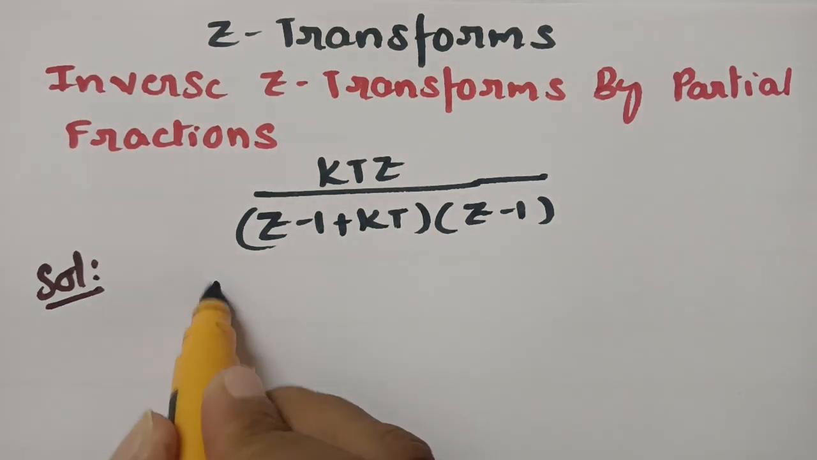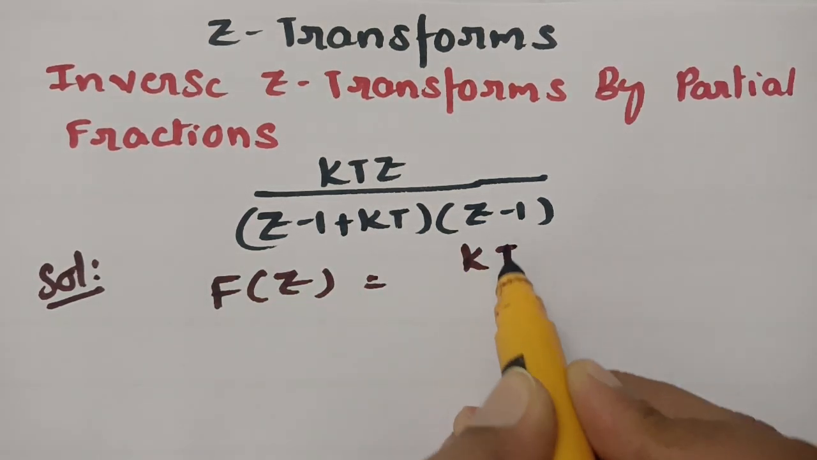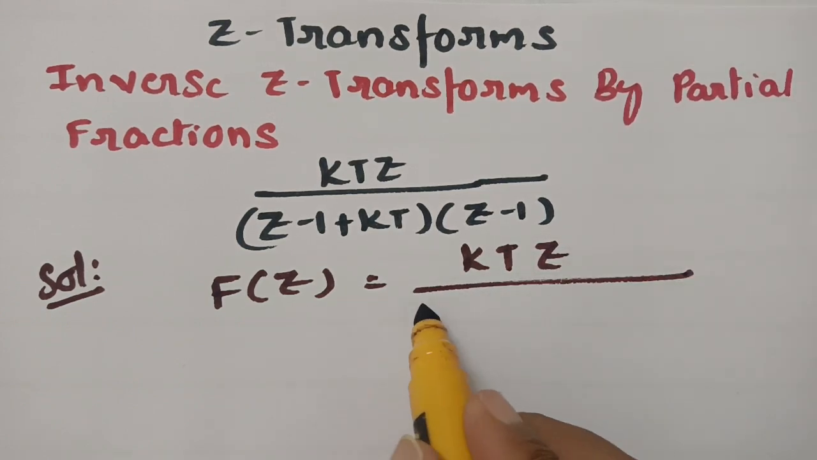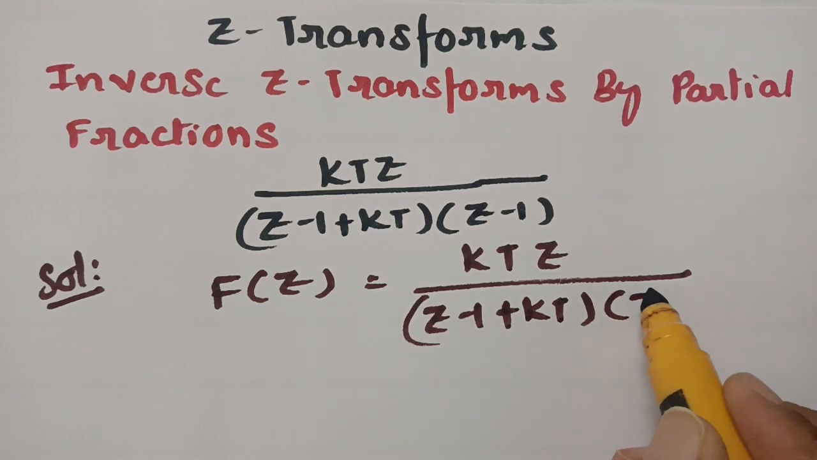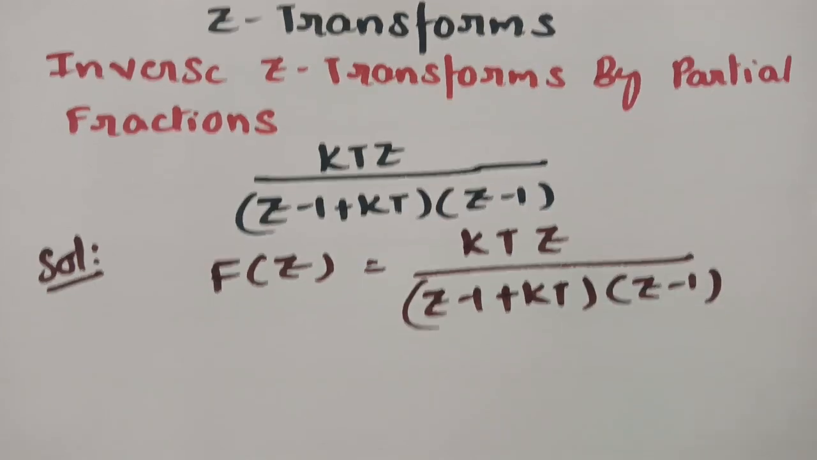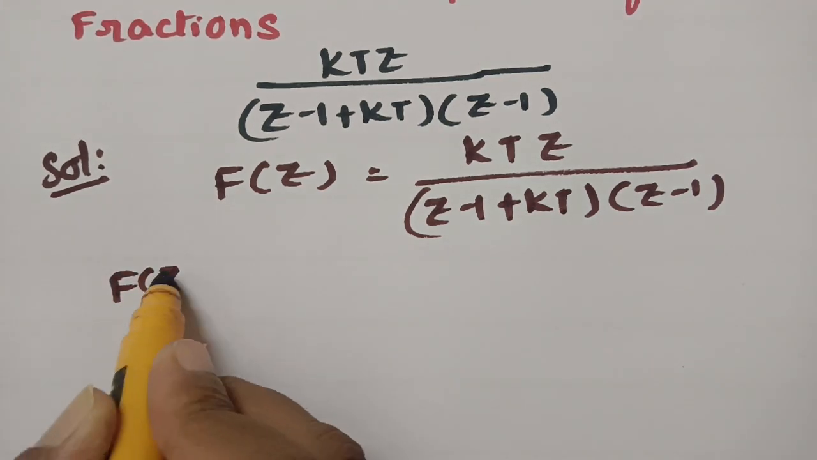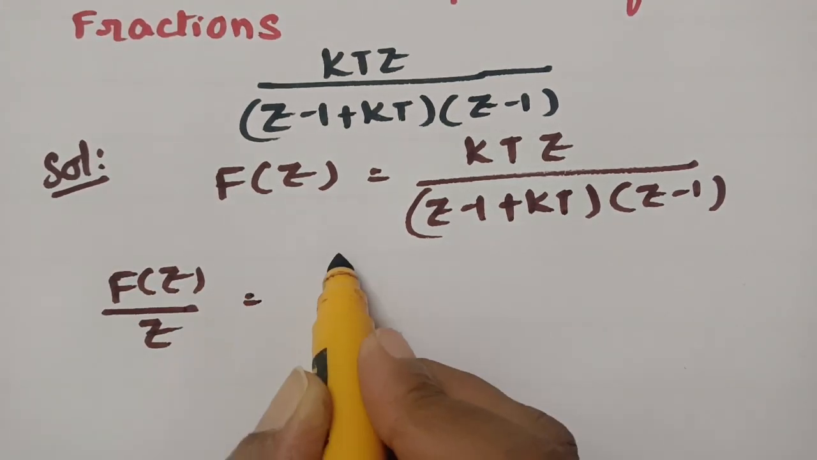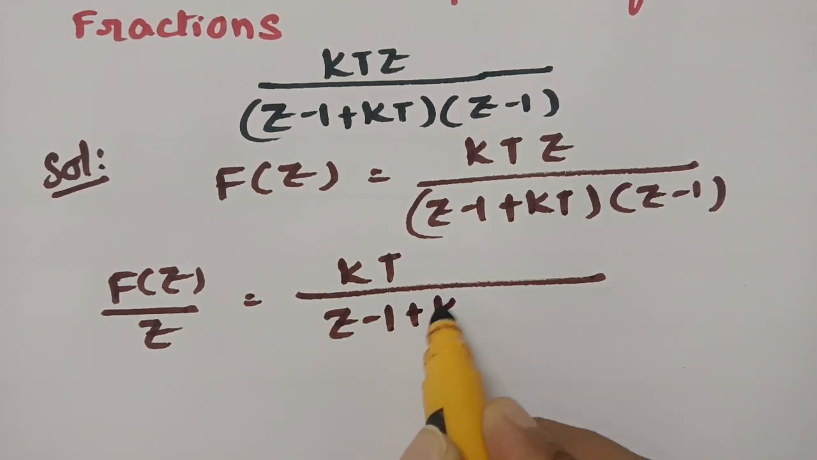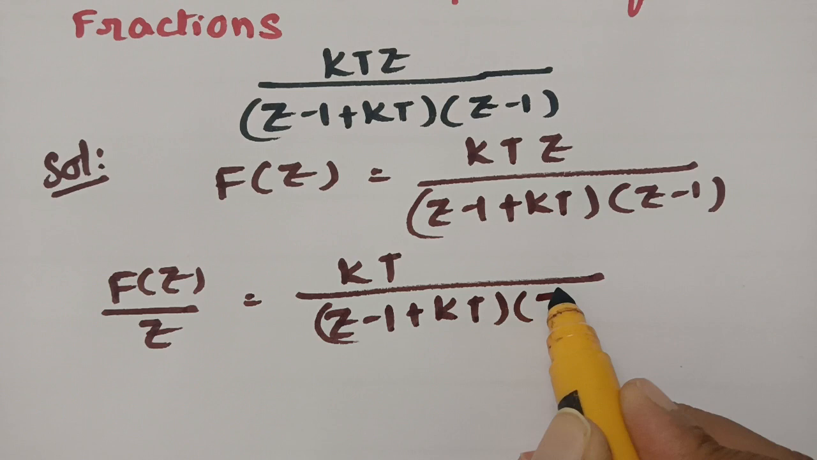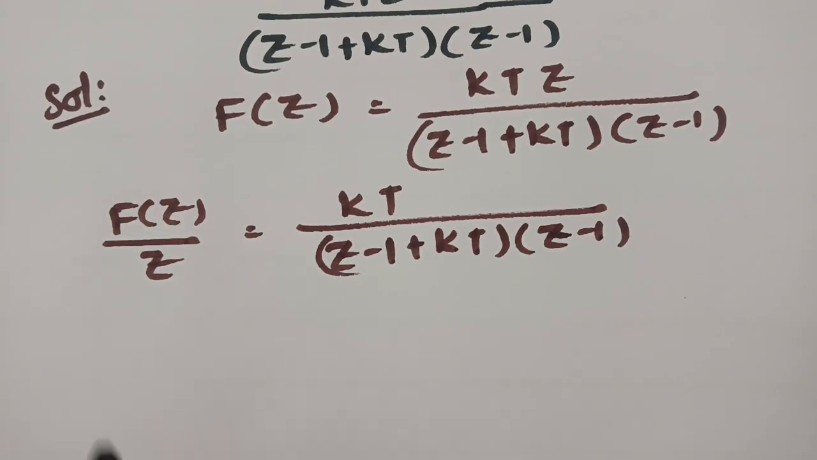For finding the solution, first of all, we consider this as capital F of z equal to kt z by (z minus 1 plus kt) into (z minus 1). I am bringing this z to the other side. So F of z by z is equal to kt by (z minus 1 plus kt) into (z minus 1). Now I'll resolve into partial fractions.